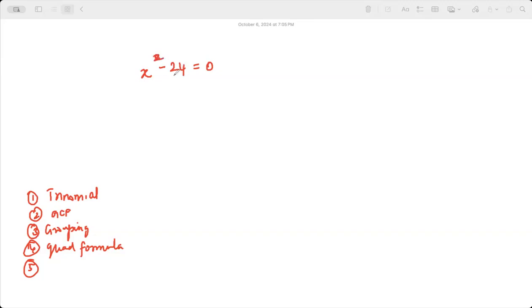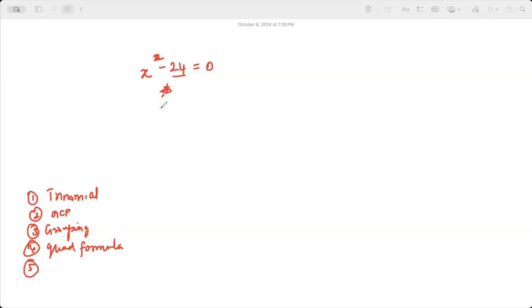You have a square term, but this is not a square term. There is no x term itself. So any thoughts? Guys, please come up with your thoughts. It's okay to go wrong or if you don't know. x squared minus 24 equal to 0. What do you do here? Can't you take, instead of saying minus 24, minus the square root of 24 squared?